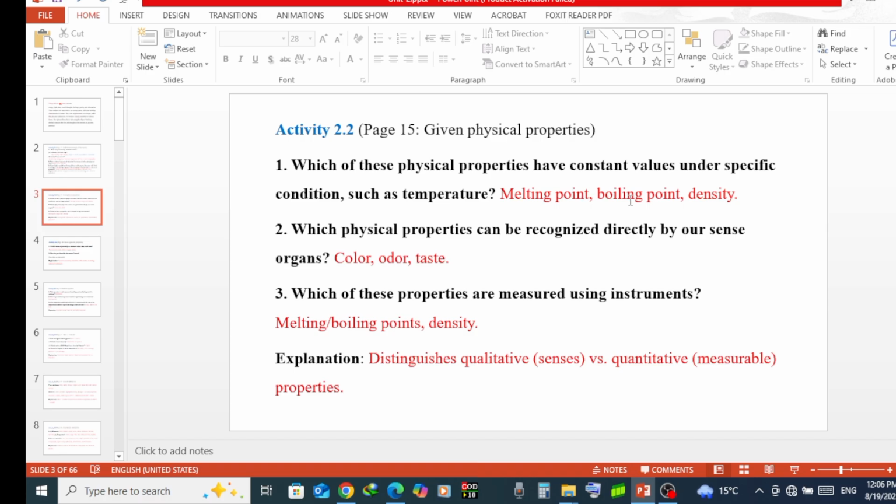All right. The other question is which physical properties can be recognized directly by our sense organs?